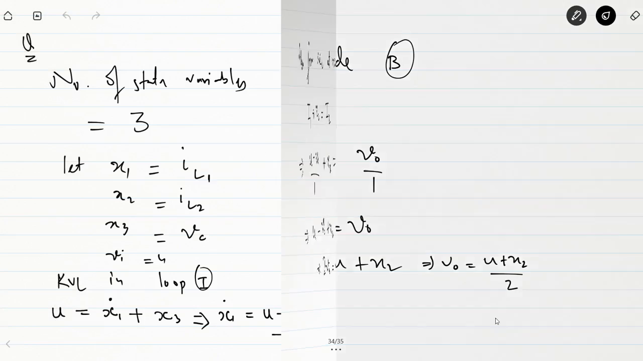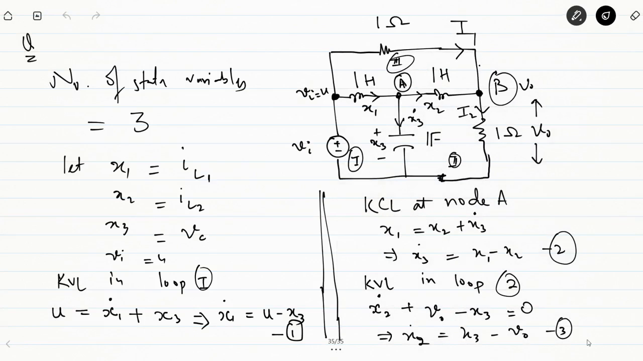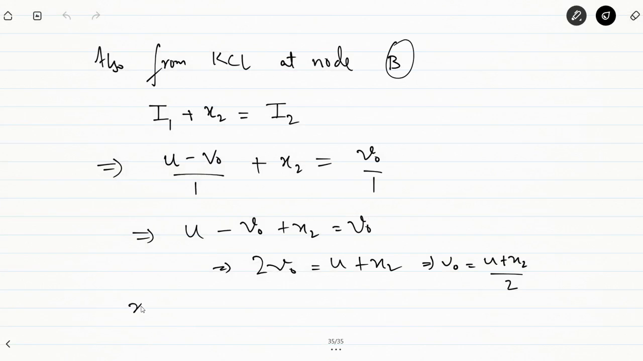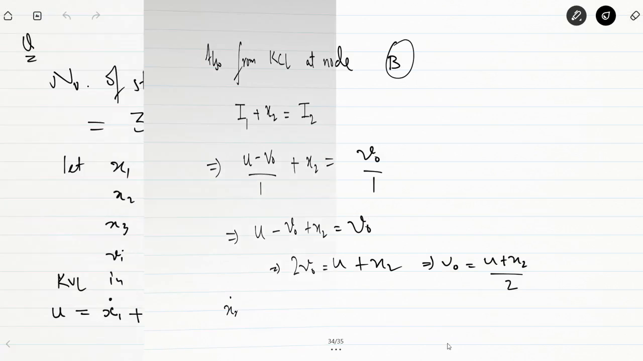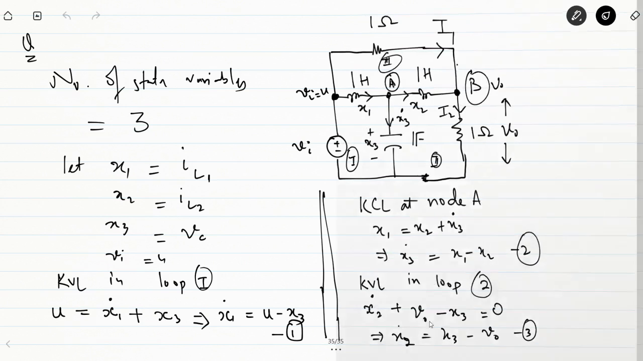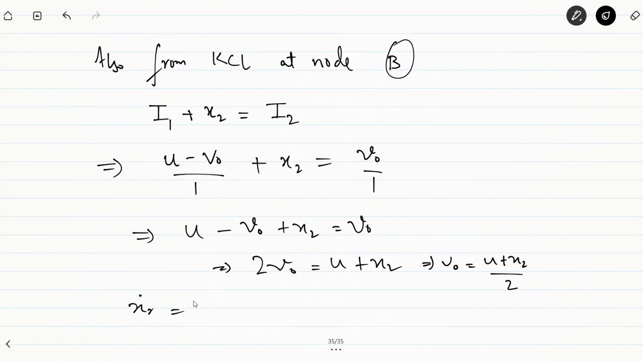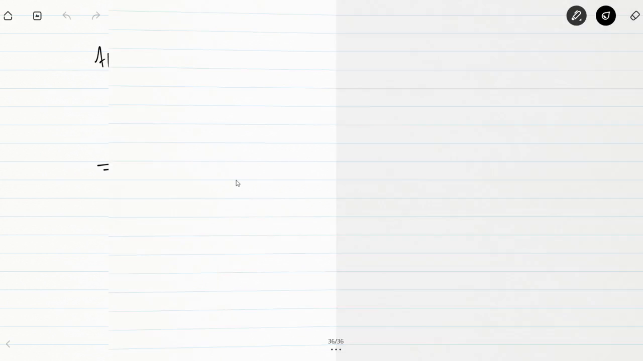Substituting this in equation number 3, what we'll be getting? X2 dot is equal to X3 minus V naught. X3 minus V naught is U by 2 minus X2 by 2. तो ये हमारी इक्वेशन नंबर 4 हो गई. सो हमारी जो इक्वेशन नंबर 1, 2 and 4 है, that we can now put in state space model.